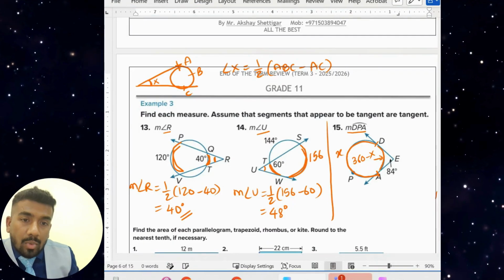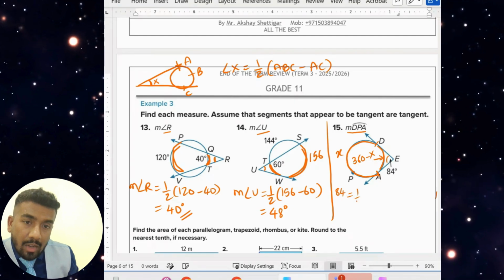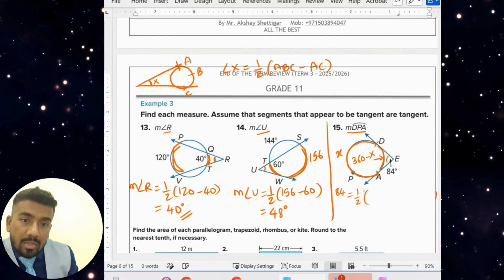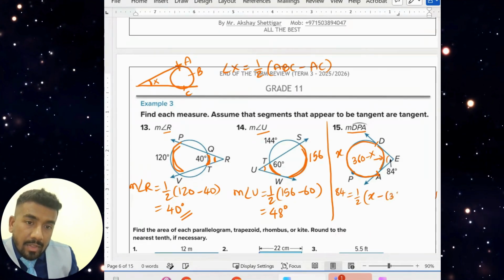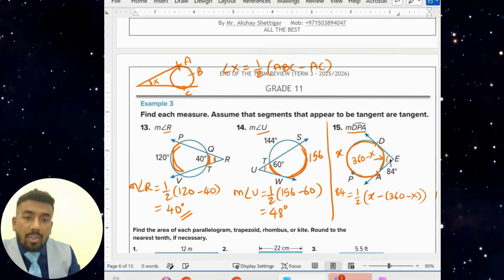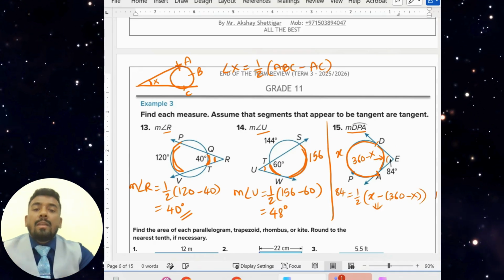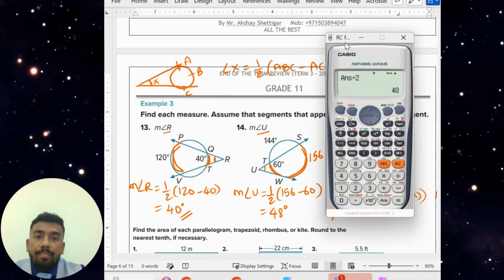So what's the angle outside? 84. So 84 equals half of outside, which is X minus the inside. What is the inside? 360 minus X. And then do shift solve. But when you do shift solve, be very careful.